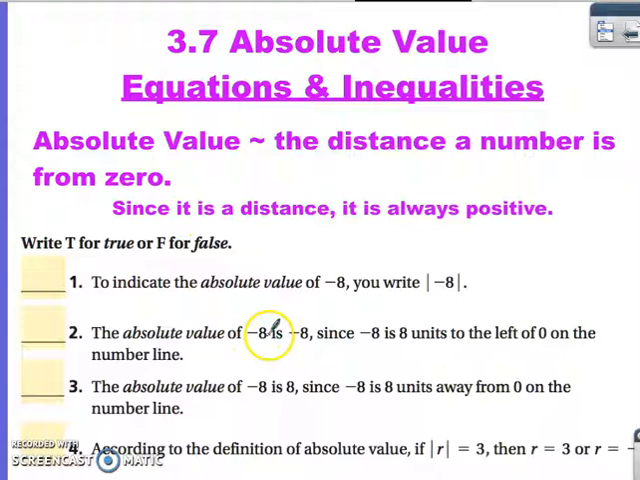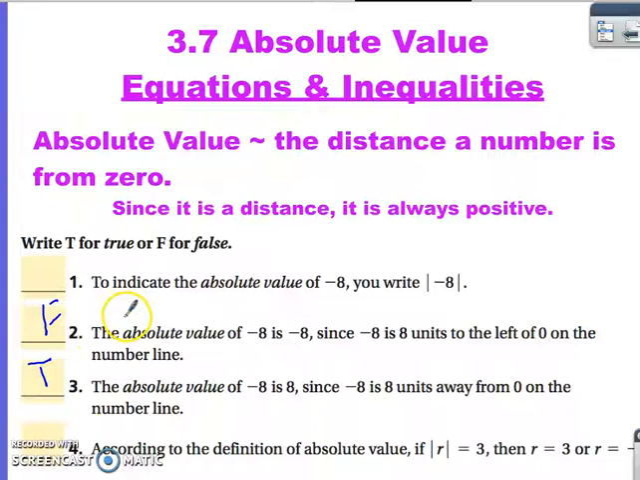The absolute value of -8 is -8, since -8 is 8 units to the left of 0 on the number line. That's going to be false. The absolute value of -8 is just 8. Think about the number of steps you go from 0 to -8. Yes, you're going to the left, but you're still taking 8 steps. The absolute value of -8 is 8, since -8 is 8 units away from 0. That would be true then.